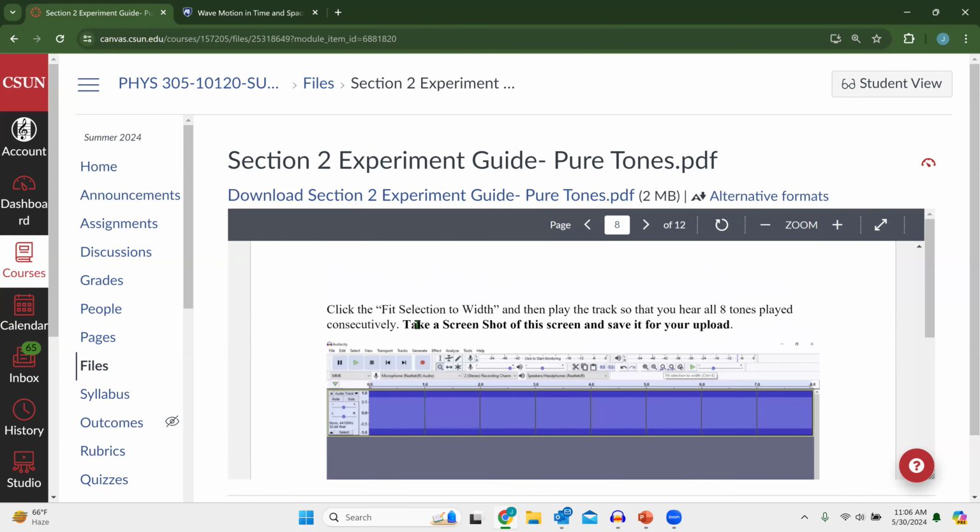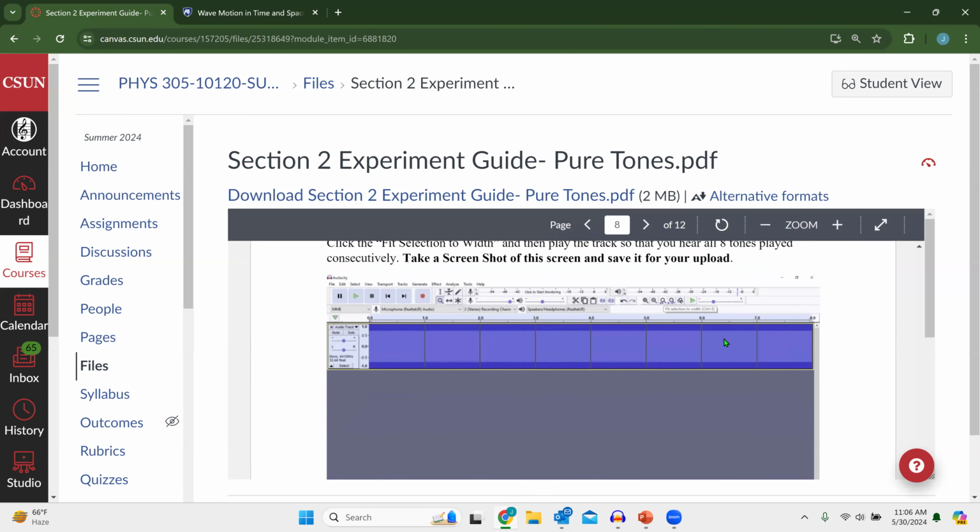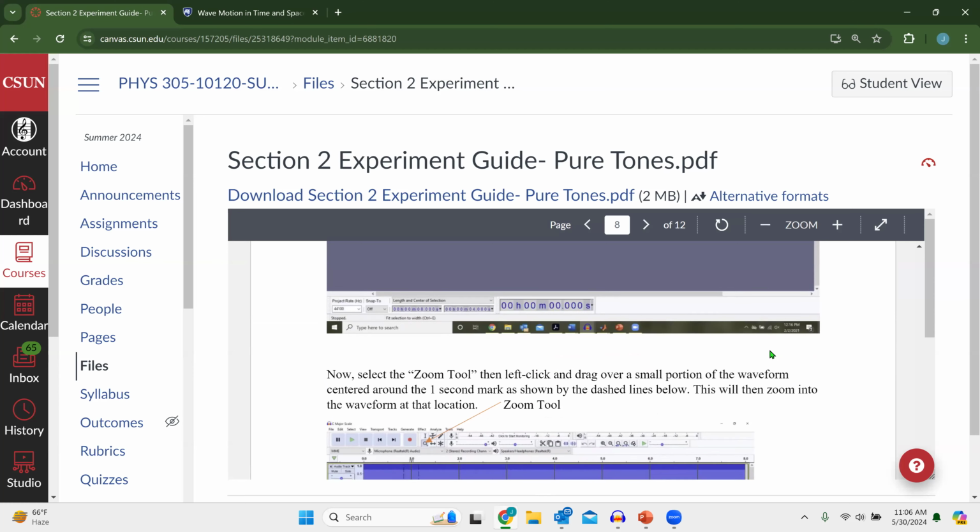And then right here, it says, take a screenshot of the screen and save it for your upload. So here's where you take a screenshot of what your screen is showing you for Audacity. And it should look very, very similar to this. Very similar.